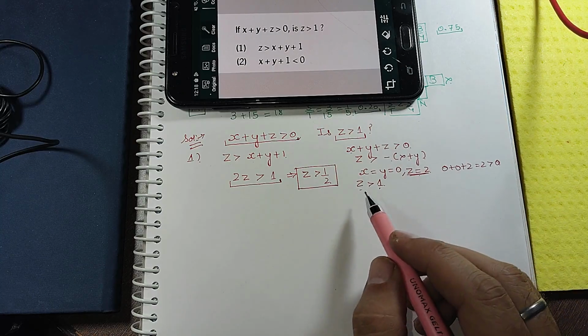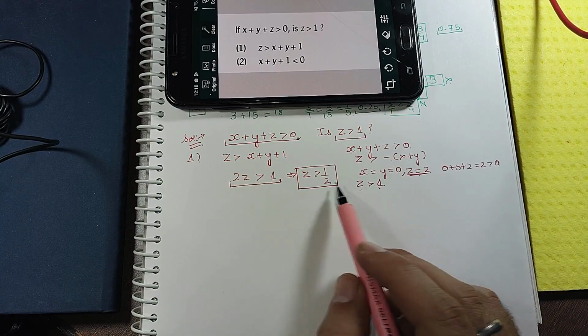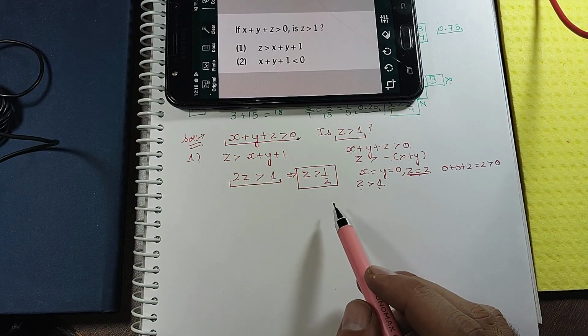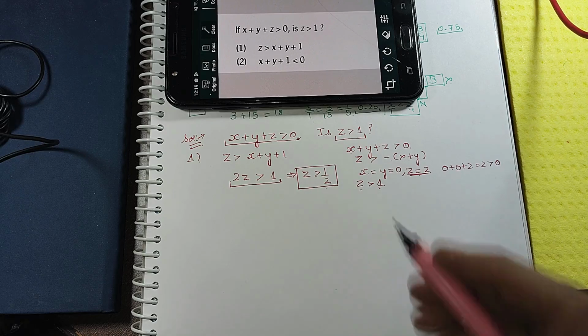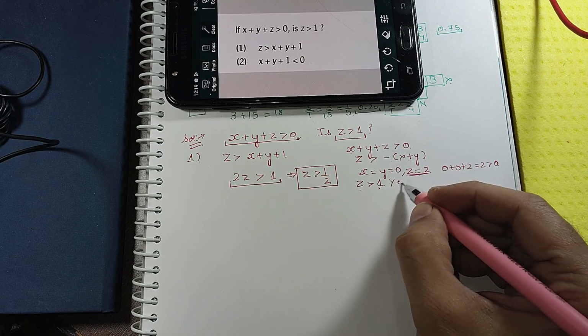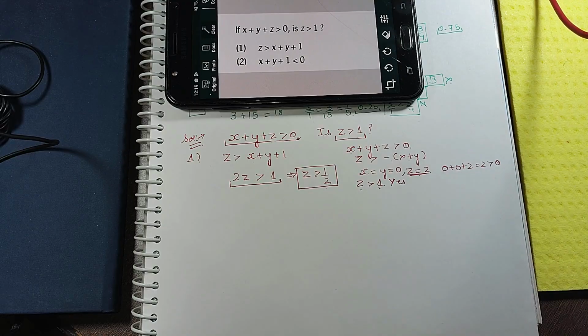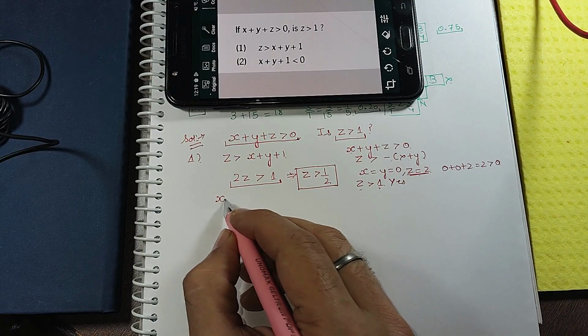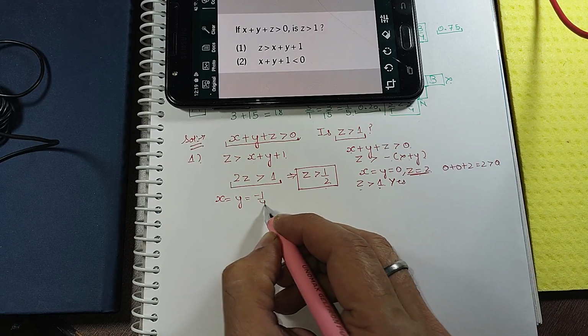Now since z is greater than 1, and we are getting the value as z is greater than 1 by 2, I can say that yes, z is greater than 1. But if I take some other example for this, let us suppose x equal to y equal to minus 1 by 4, right?